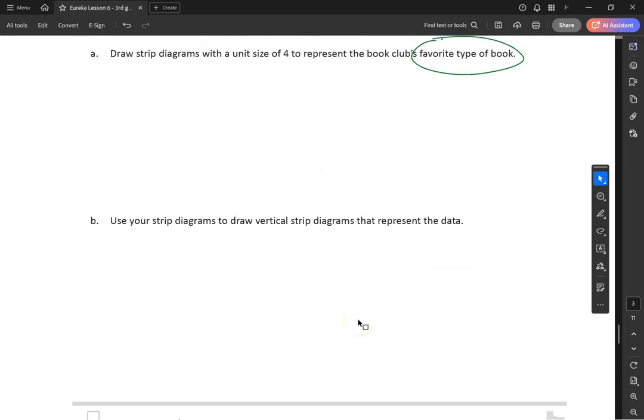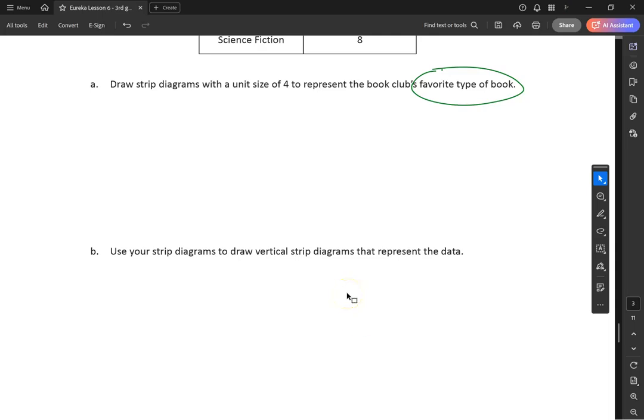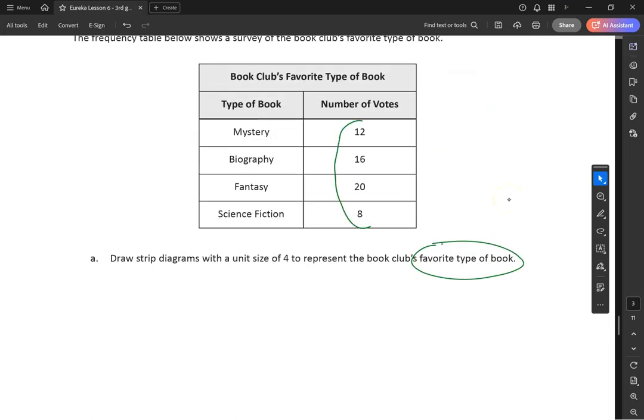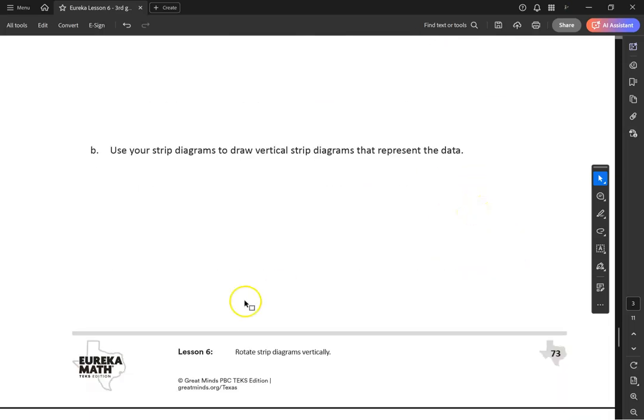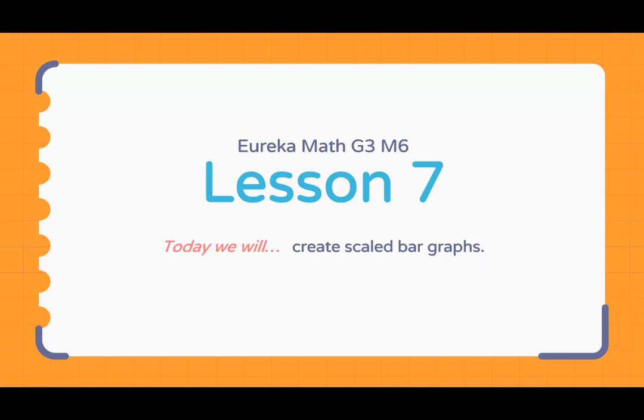Okay. B. Use your strip diagram to draw vertical strip diagrams that represent the data. Keep your exit ticket until we finish lesson 7's exit ticket, and you can turn in lesson 6 and 7 together. You'll turn it into the box where we always do Thursday. Okay? All right, lesson 7, here we go.